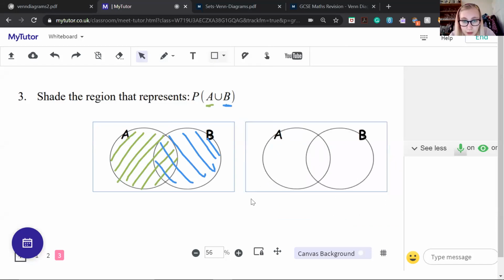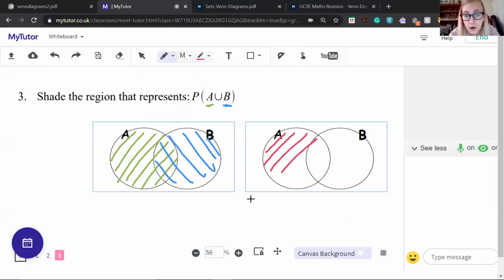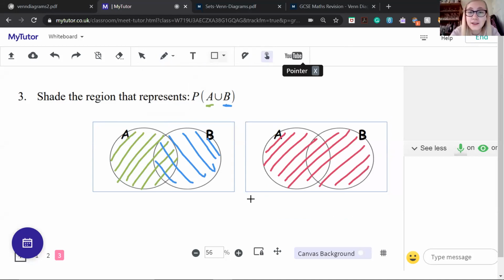So now, what symbol have I got here? I've got a union. So it's anywhere where there's any colour. We don't care where they cross over here. We just want any region where we've drawn any colour, because it's green or blue, or both, we don't care. And that's the whole of this bit, which we know is what union means, A union B. It's the whole of this bit. So hopefully that makes sense.